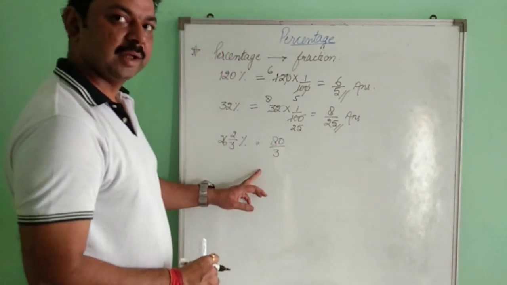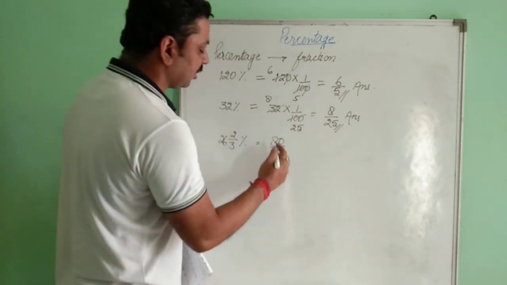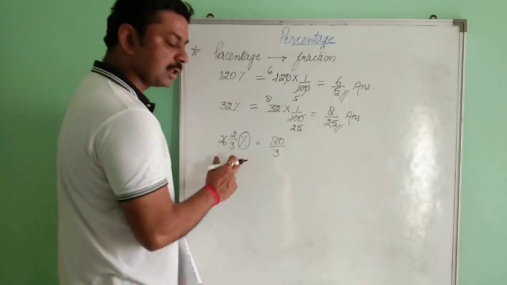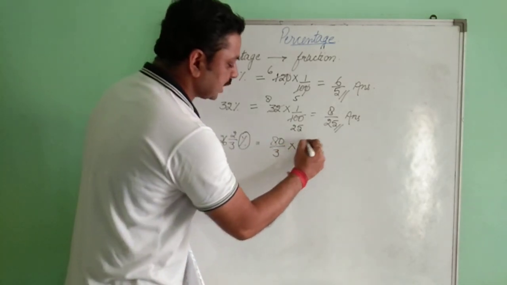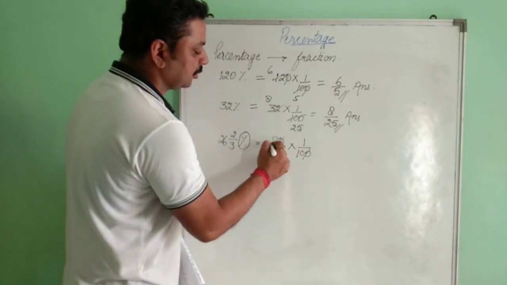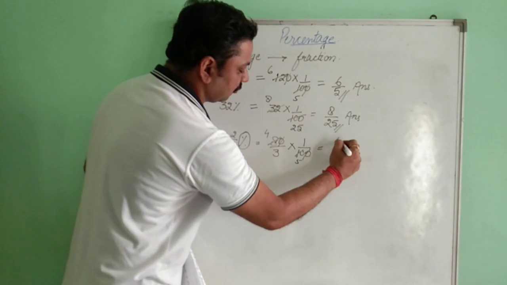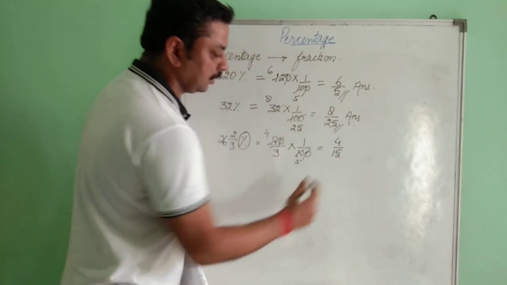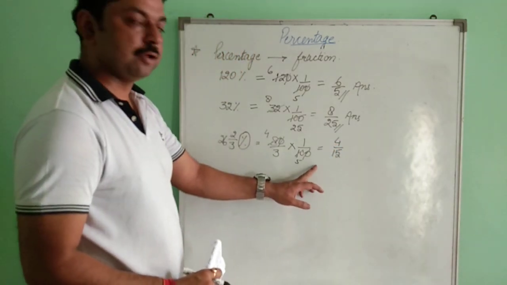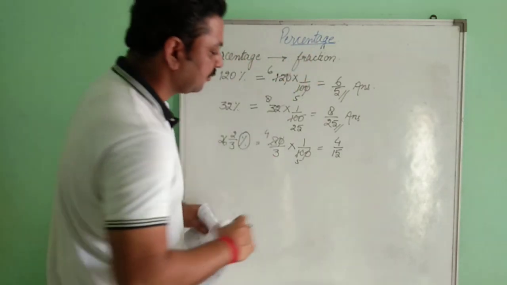80 upon 3. Now you need to convert it into a normal fraction. You will take out this percent sign, which means you will multiply it by 1 upon 100. So the 0 and 0 would be cancelled. 2 4s are 8, 2 5s are 10, you will get your fraction as 4 upon 15. Clear? So that's how you get your percentage converted into a fraction.